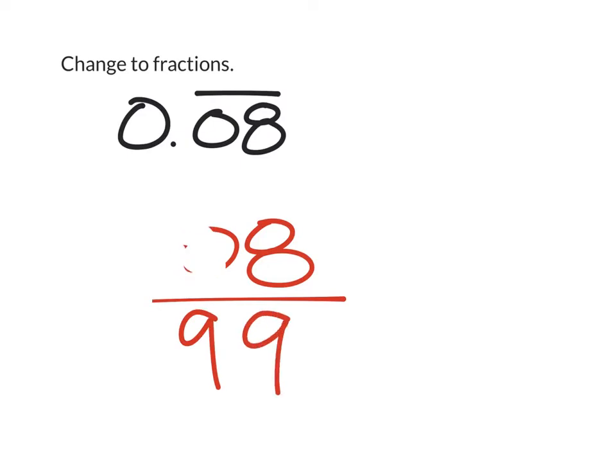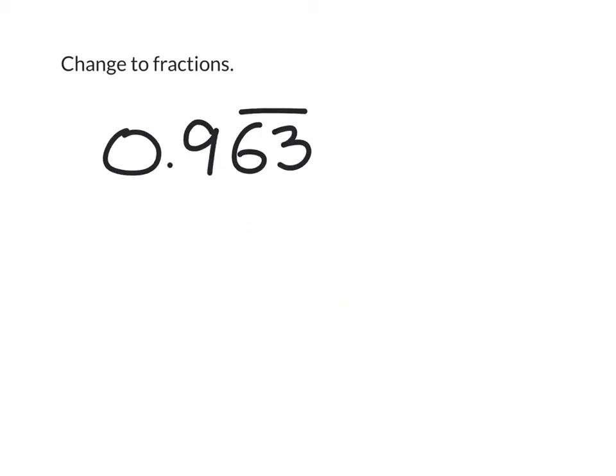And I don't really want to write this as 0.8. I'd rather just write it as 8. And this fraction, if you were to type this into a calculator, would give you 0.08, but the 0.8 repeats forever and ever and ever. So that is one way to use the rule of nines to change this decimal to a fraction.